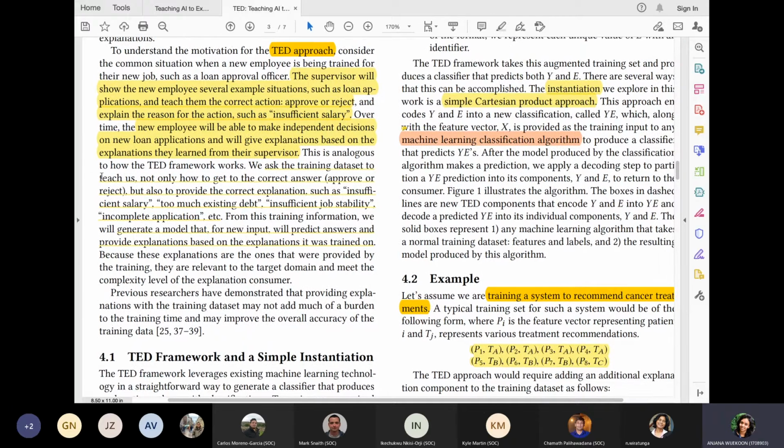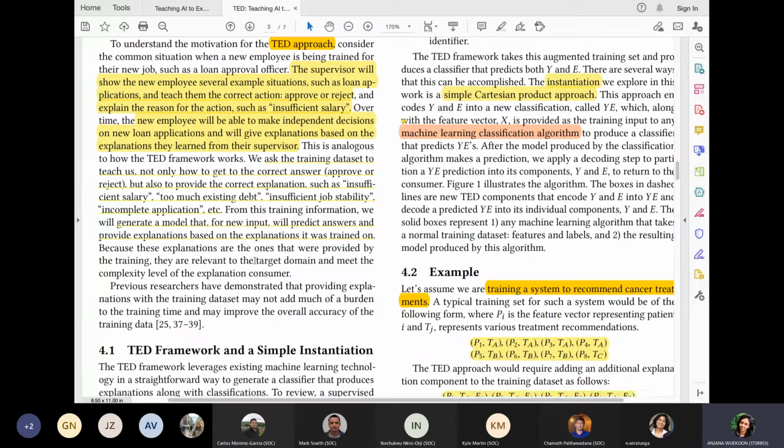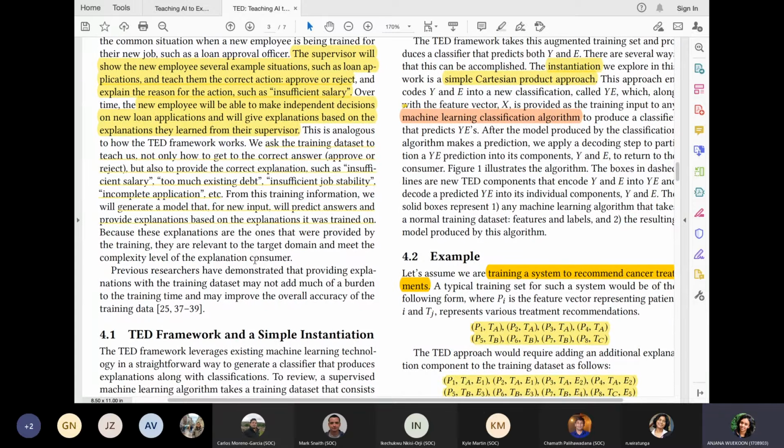So we ask the training dataset to teach us not only how to get the correct answer, approve or reject, which is the decision, but also provide the correct explanation, such as insufficient salary, too much existing debt, or insufficient job stability, things like that. Looking at this idea, yes, the training data needs to be annotated with the reasoning behind the decision for each data instance, which is discussed later, how it can be feasible or infeasible, and if there are ways to overcome the challenges with that.